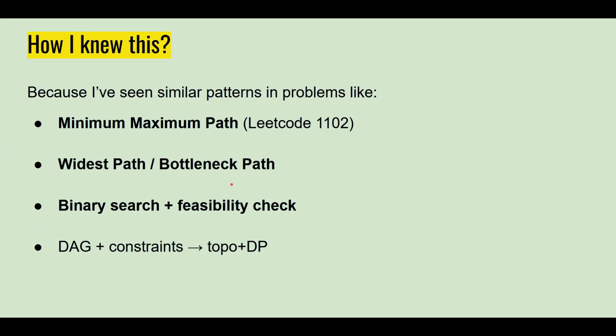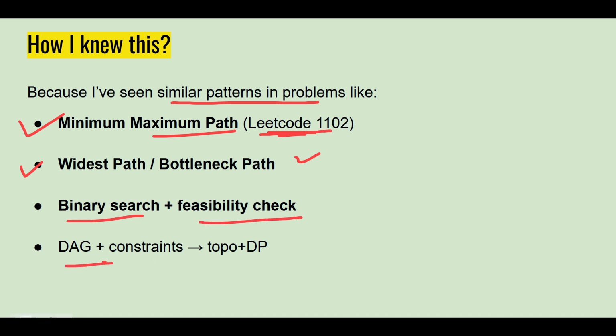So now you can ask how I know that we are going to solve it this way, right? Because I have seen similar problems. Suppose you have already seen problems on minimizing and maximizing the path. There is a LeetCode problem where you can understand how to minimize the maximum path, right? You can see and understand the pattern. Another problem is the widest path or bottleneck path you can try, and there is the concept of binary search and the feasibility check, and the DAG constraint we have to use, and the topological DP concept we have, right?